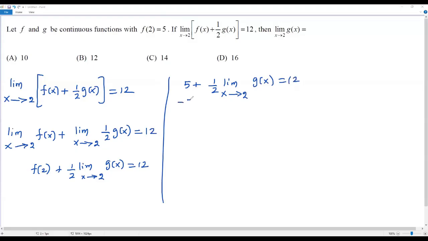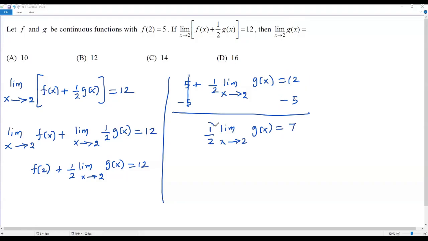Now we can subtract 5 from both sides. In this equation, my aim is to solve for the limit as x approaches 2 of g(x). That's the target of the question. So for that, we have to isolate this. We have to get rid of all the values around the limit of g(x). So first, let me get rid of this 5. For that, I subtract 5 from both sides. So this positive 5 and negative 5 will cancel out. Then I'm getting 1/2 times the limit as x approaches 2 of g(x) equals 12 minus 5. I'm getting 7 on the right side.